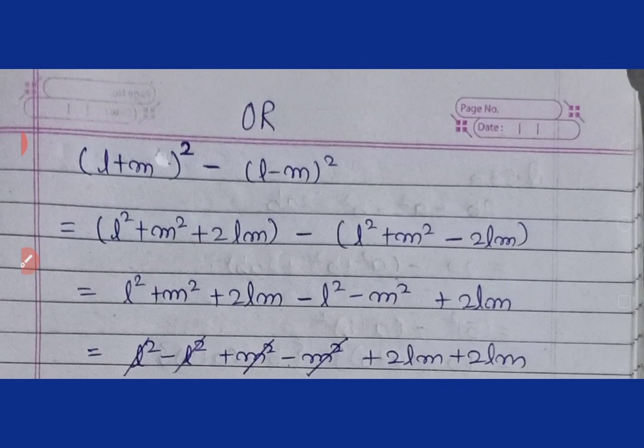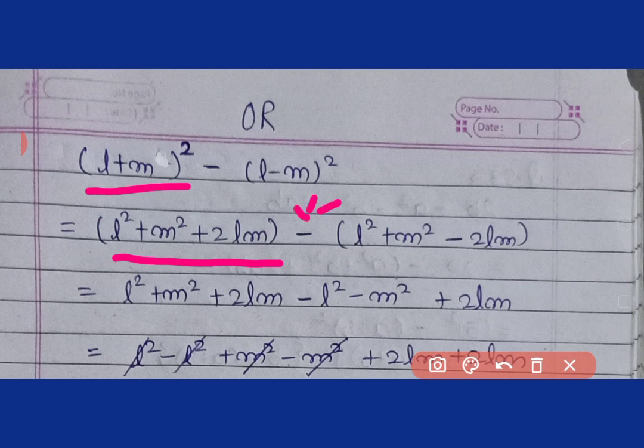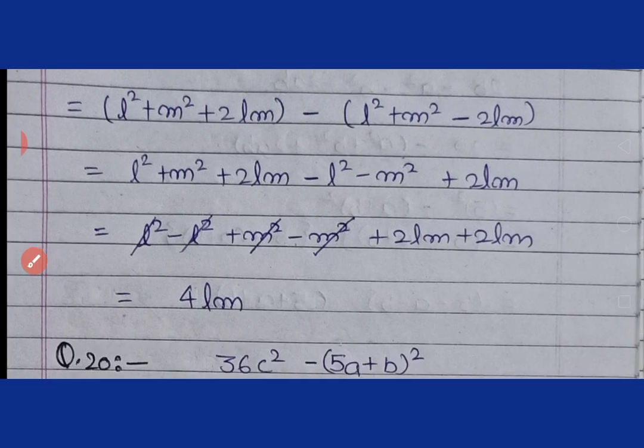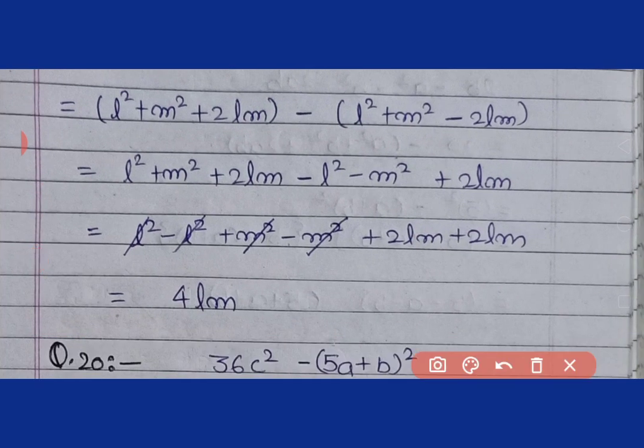So as it is written in the form of (a plus b) whole square and (a minus b) whole square, expand it inside of the bracket, but don't open the bracket. (L plus m) whole square is equal to L square plus m square plus 2LM, and the minus sign is here as given in the question. And now (L minus m) whole square is L square plus m square minus 2LM. When you open the bracket, it becomes L square plus m square plus 2LM.